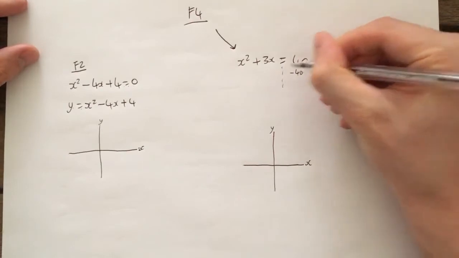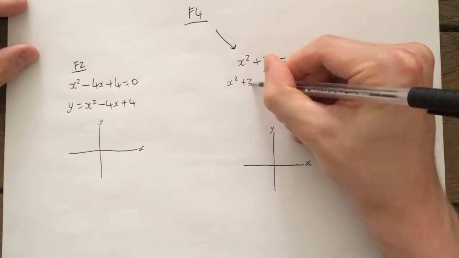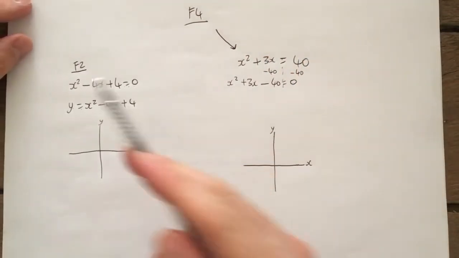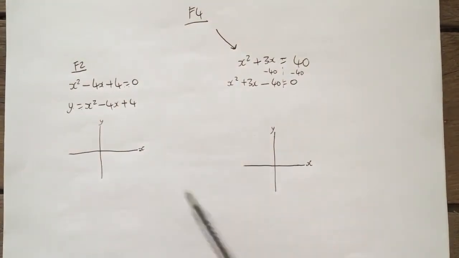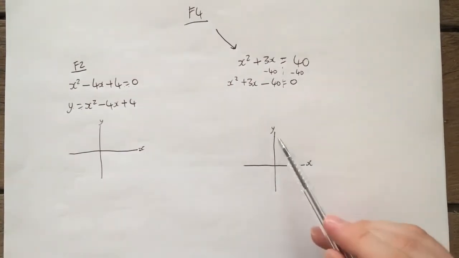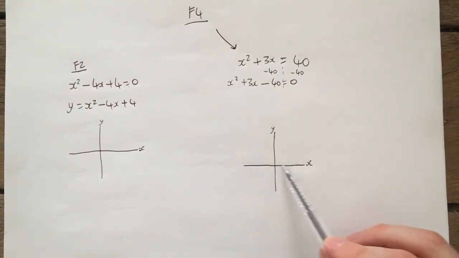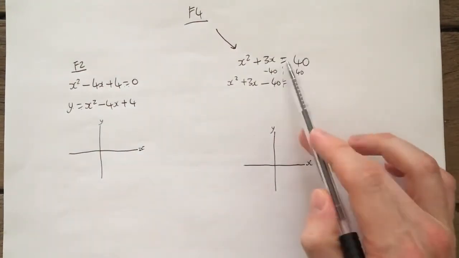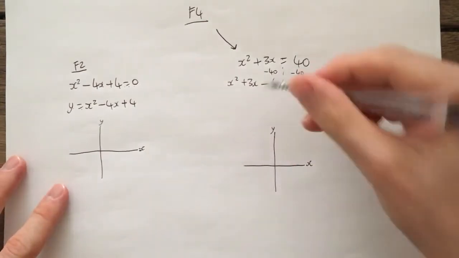So a simple little step: I will minus 40 from both sides. So x squared plus 3x take away 40 equals 0. Now I can do the same steps I did on F2. I cannot speak enough about how important that is. Your quadratic equation must equal 0 for the simple logic that when y equals 0, that is when you find out your x values. So if ever you try and factorise it without it equalling 0, you're going to be incorrect. So let's now finish this question off.